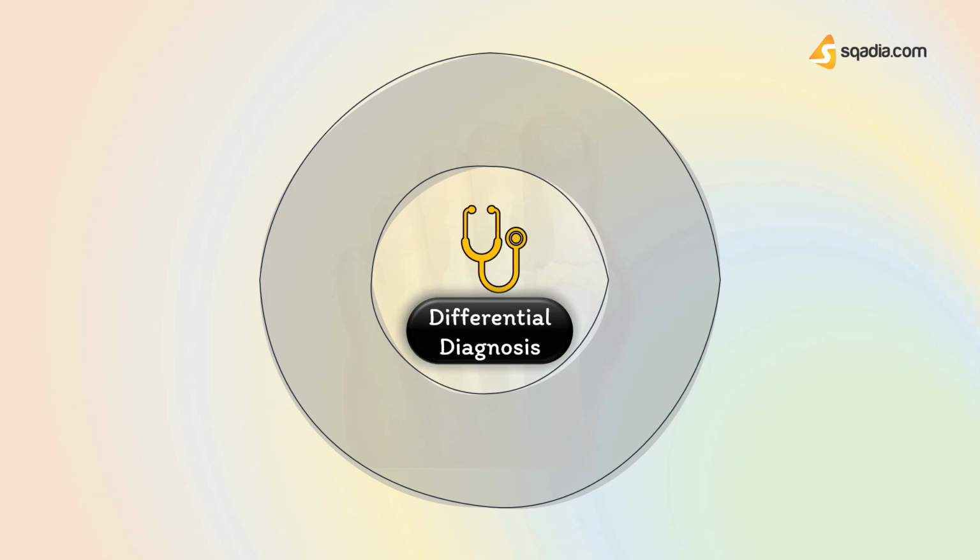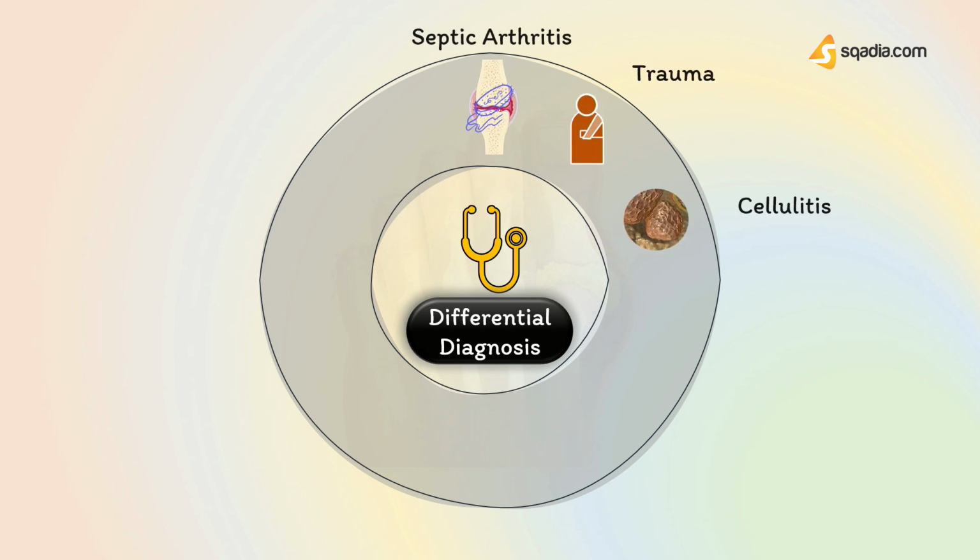The differential diagnosis of monoarticular gout includes septic arthritis, trauma, and cellulitis, as there is often significant swelling and erythema of the surrounding tissues. The patient may also be febrile.